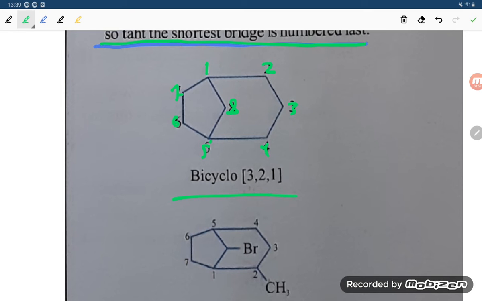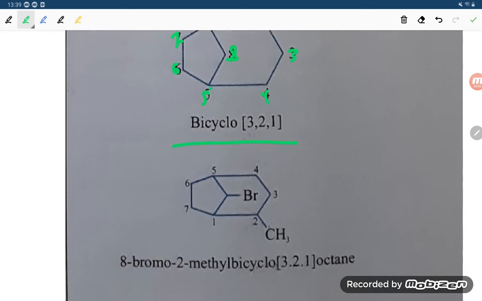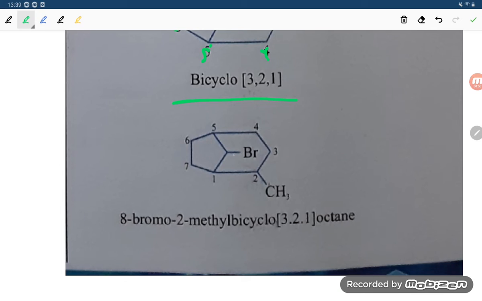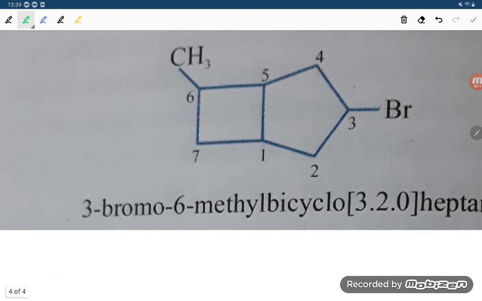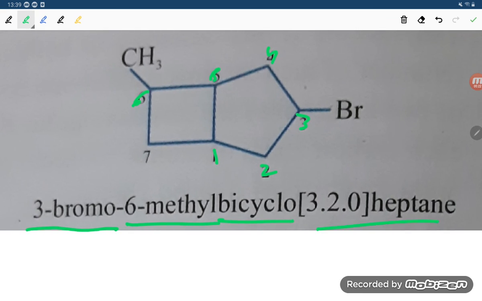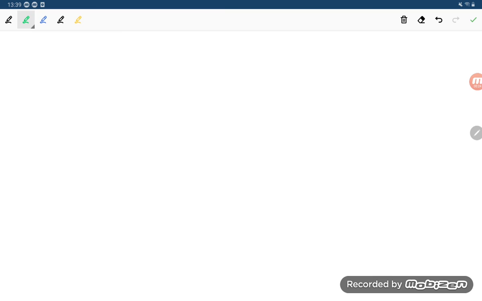Now if you talk about this one, this is also 1, 2, 3, 4, 5, 6, 7, and this is 8. So 8-bromo-2-methylbicyclo 3 2 1 octane. And here, if you see, the longest chain, we go 1, 2, 3, 4, 5, 6. So 3-bromo-6-methylbicyclo 3 2 0 heptane.